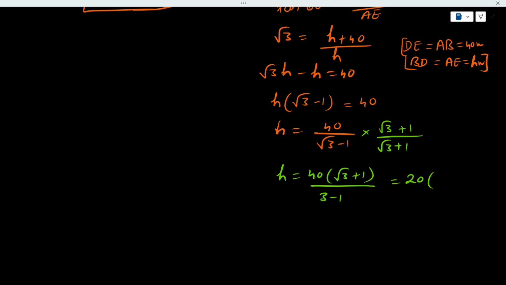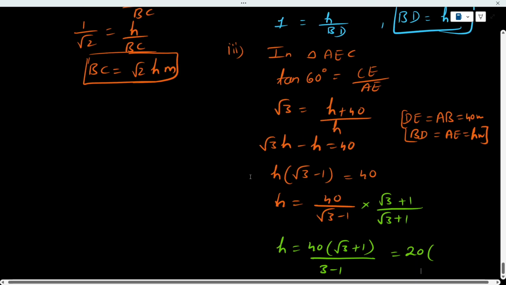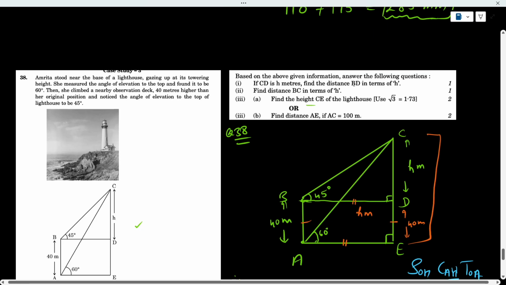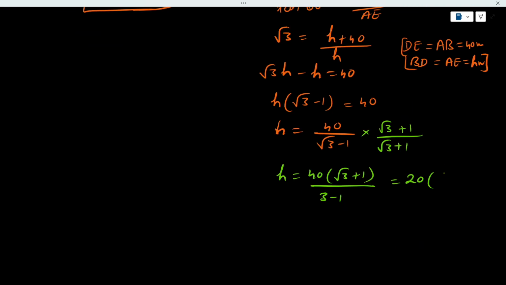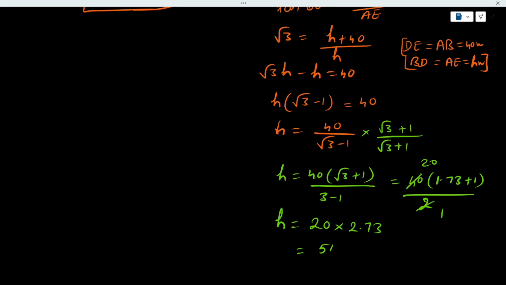You can just leave the answer because sometimes the common factor will get cancelled. So it is 20 times, because here the root 3 value is already given as 1.73. So we can substitute it now. 1.73 plus 1 by this is 40, not 20. 20 it will become once you divide by 2. So this is 40 by 2, which is 20. So what is the value of h here? 20 times 2.73, and if you do the multiplication, 2.73 times 20 is going to be 54.6 meter.